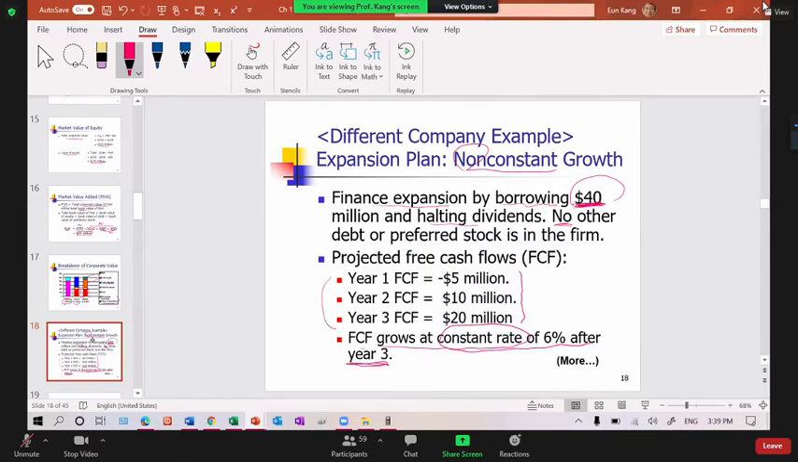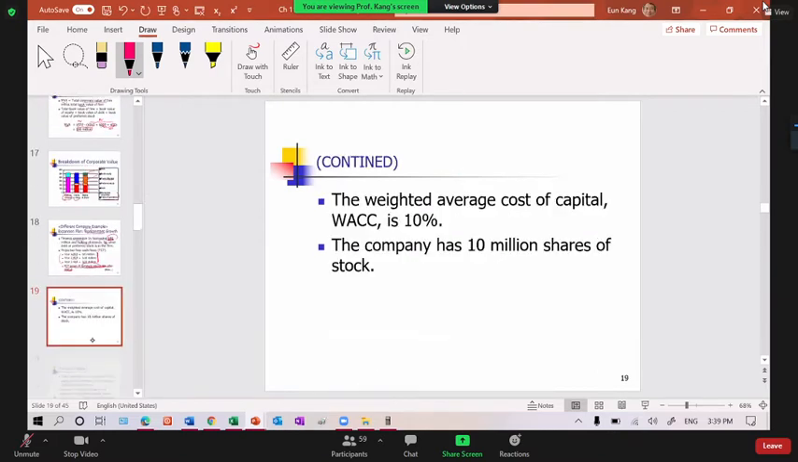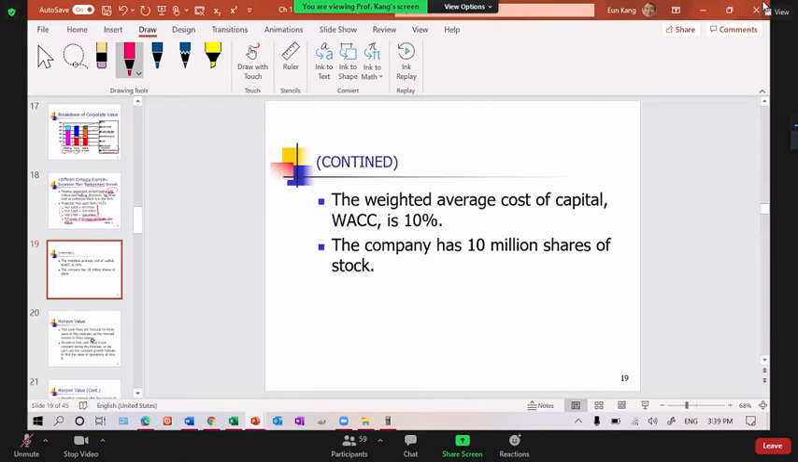So you can forecast 3 years or 5 years more accurately than normal growth. In this case, you forecast free cash flow for 3 years more accurately. And then again, human limitation, you cannot forecast forever. So at some point, you have to just assume constant growth rate, 6%. So that's the scenario, right? And then we need WACC 10%, and the number of shares is 10 million shares of stock.